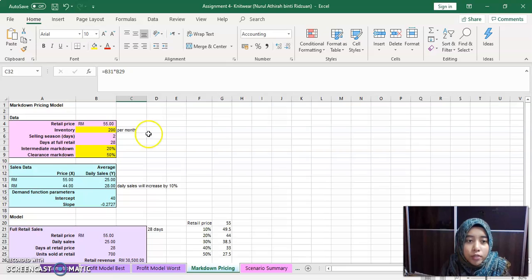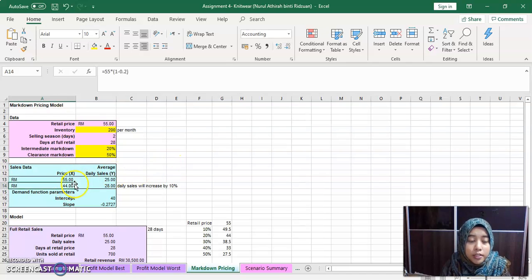Inventory is 200 units per month. Selling season is 30 days. Days at full retail is 28 days. Intermediate markdown is 20%. Clearance markdown is 50%. In this sales data, the price that I sell the knitwear for is 55 ringgit. So I make an assumption for average daily sales of 25 units.